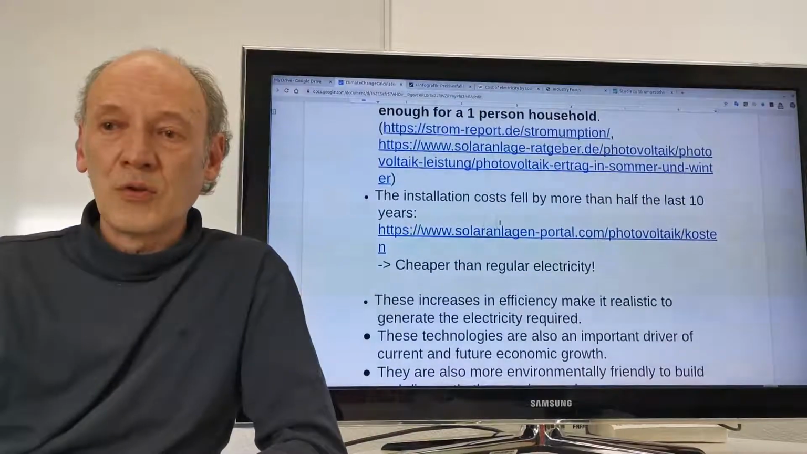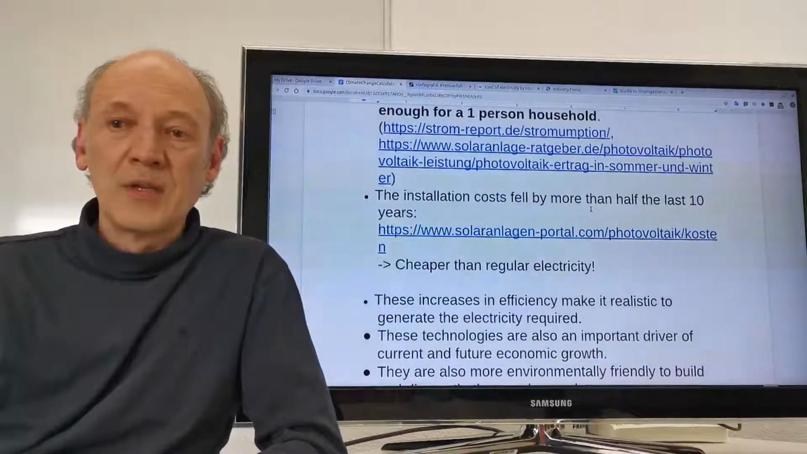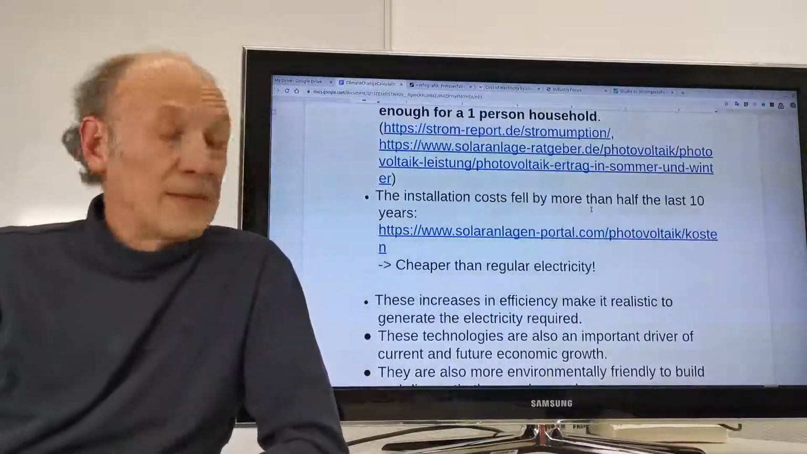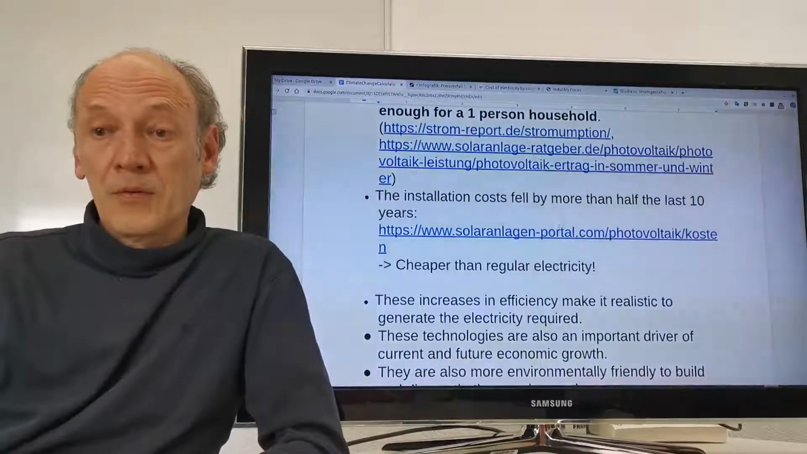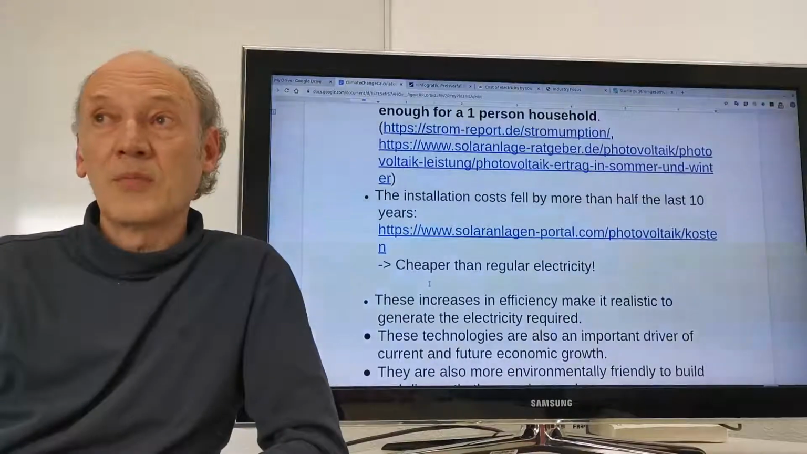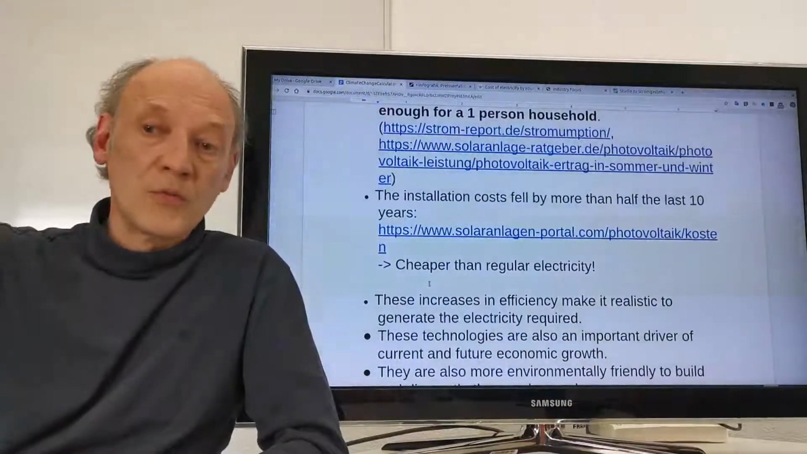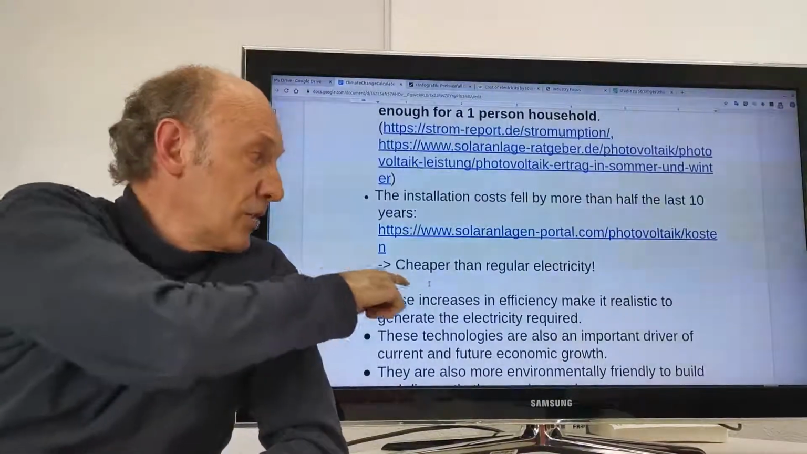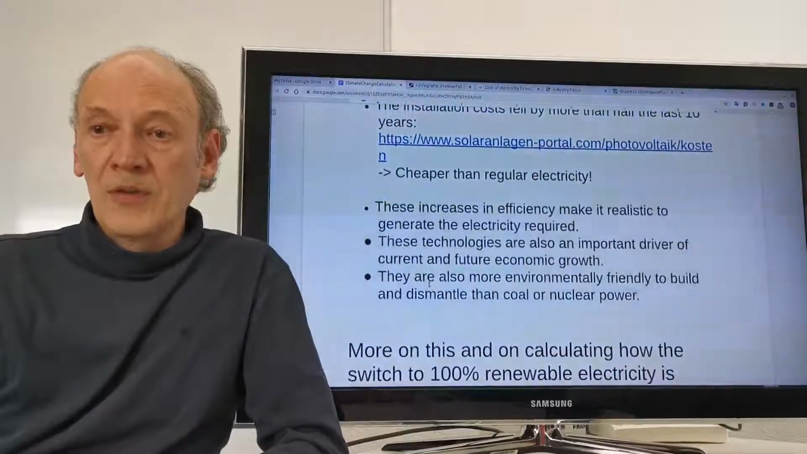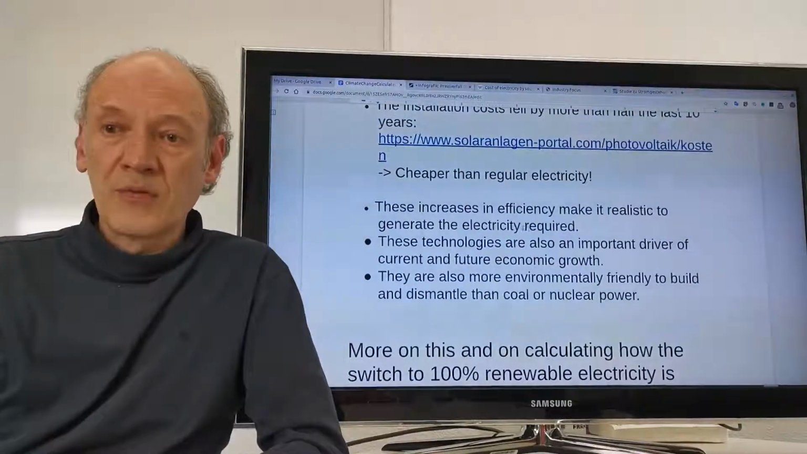Also, the installation cost fell by more than half during the last 10 years, which can be seen in this link. So this means that solar cells, if we have the possibility to install them on our roof, are already cheaper than regular electricity. And the increase in efficiency makes it realistic to generate the required electricity.